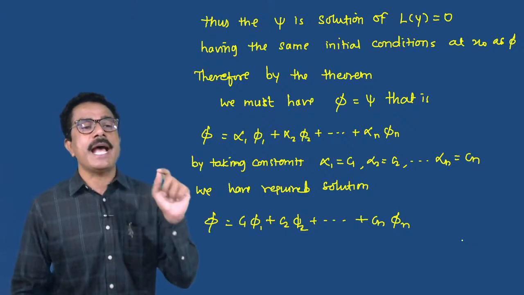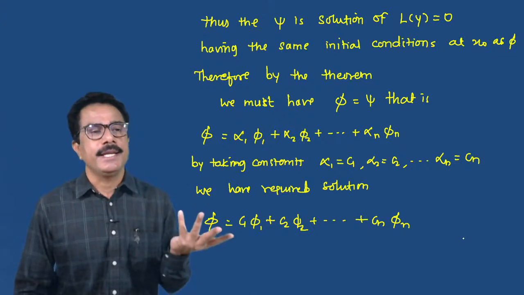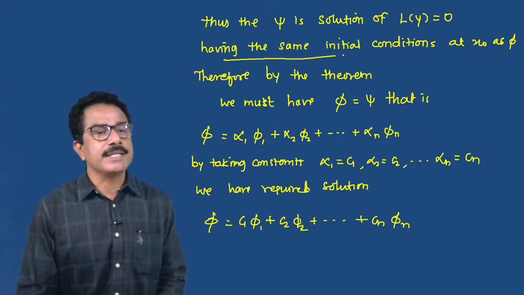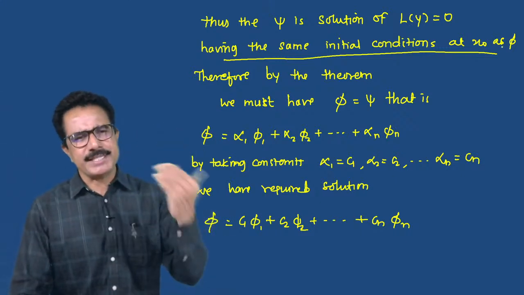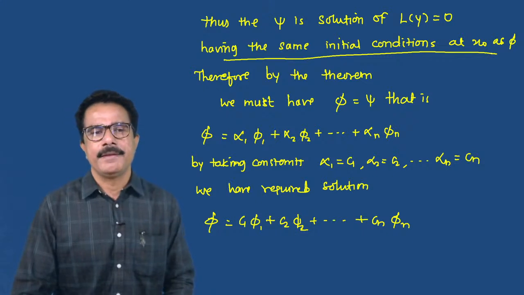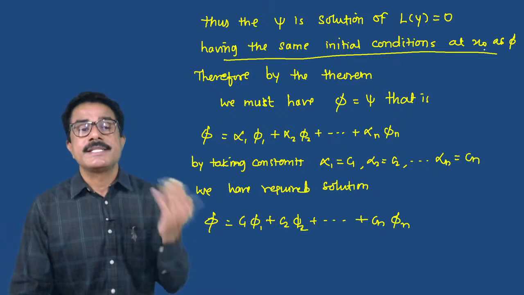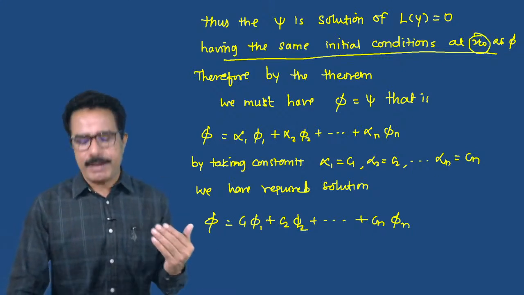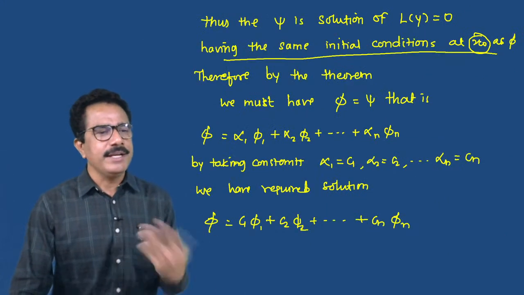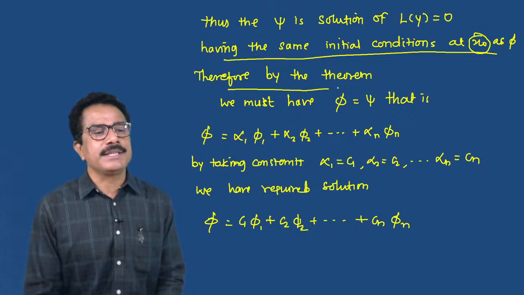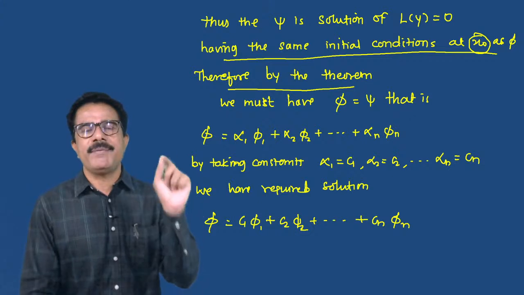Thus, psi is a solution of L of y equals 0 at x equals x naught, having the same initial condition as phi. म्हणजेच phi सारखी same initial condition psi ला आहे. मग psi is a solution, then we can say that phi is also a solution. psi ला जर x naught ची initial condition satisfy होत असेल, which is the same as phi. So, therefore, by the theorem we can say, if chi is equal to 0, then phi and psi are equal.